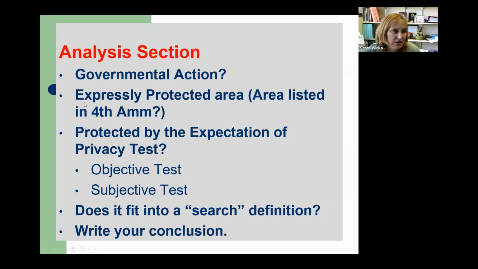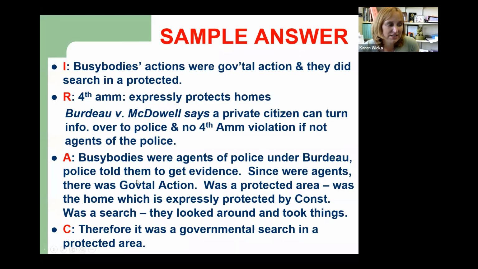So this is where we're going to use this analysis section. We're going to answer each of these questions. So you need the flow chart to answer the analysis. Busybodies were agents of police under Bordeaux. Police told them to get the evidence. Since they were agents, there was governmental action.